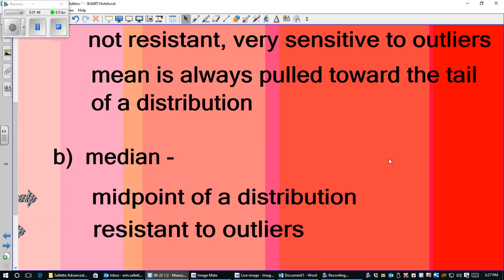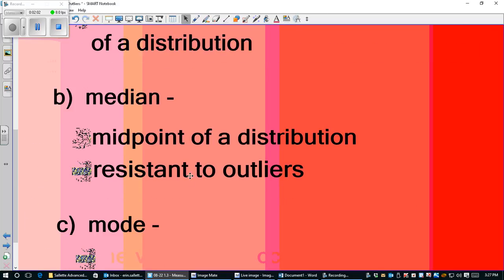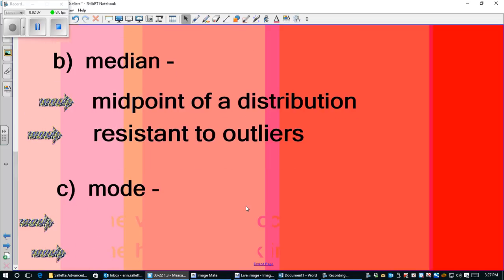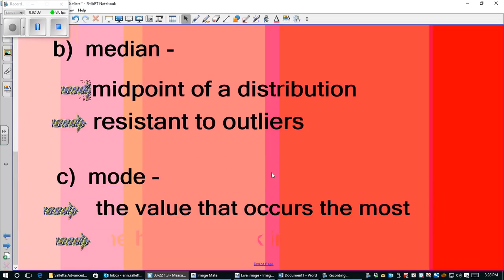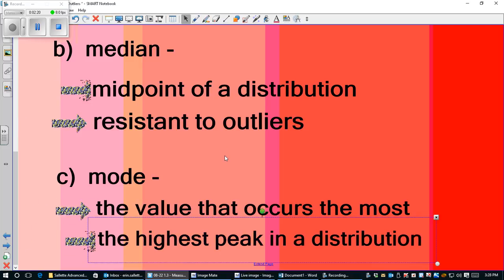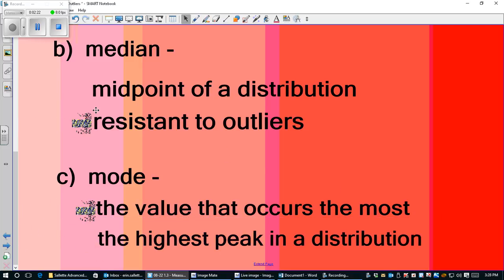Skew may pull your median slightly towards the skew, but much less so than the mean, and it would have to be a pretty strong skew to see any significant change in your median. So in situations where you have outliers, median is probably the best measure of center to go with. Mode is simply the value that occurs the most. It's not necessarily the center, but it is a measure of center because it tends to be at the center. However, it's just not commonly used. It's the highest peak in a distribution.